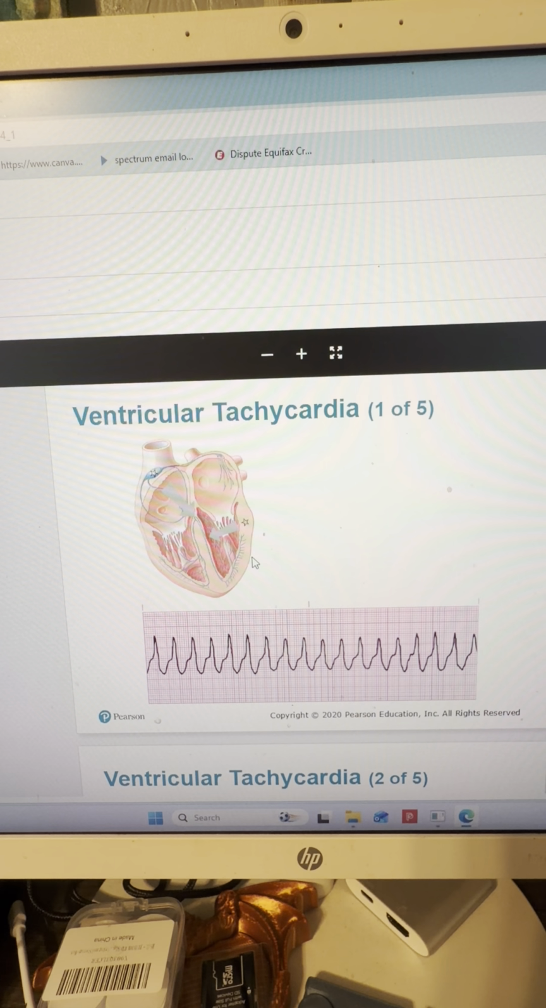Now, VTAC can occur with a pulse or without a pulse. And this rhythm is 180. This is too fast for your ventricles to properly refill and push blood out to your body, namely your brain and lungs, for you to sustain this for any length of time. Now, people have been in VTAC for hours and been okay, but you can't just be in this for like a life.